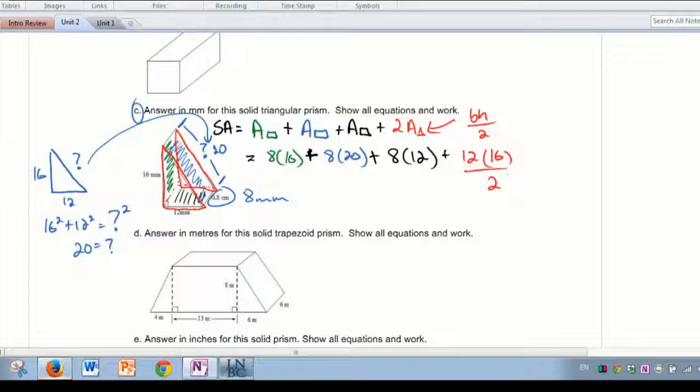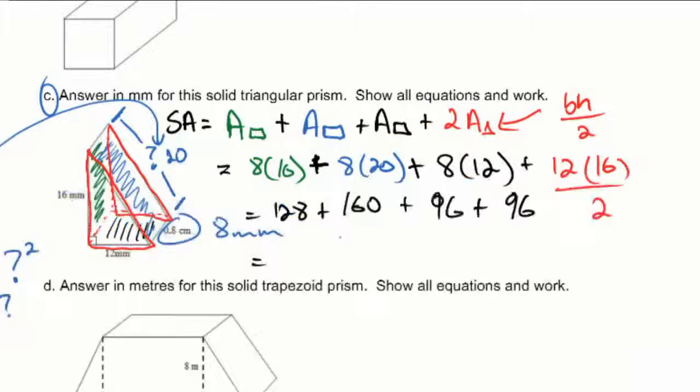So 8 times 16 is going to give me 128. And I'm going to add to that 8 times 20, which should be 160. And it indeed is. 8 times 12, you know your 12 times tables. And 12 times 16 divided by 2 is 96 as well. So 128 plus 160 plus 96 plus 96 gives me 480 millimeters squared.